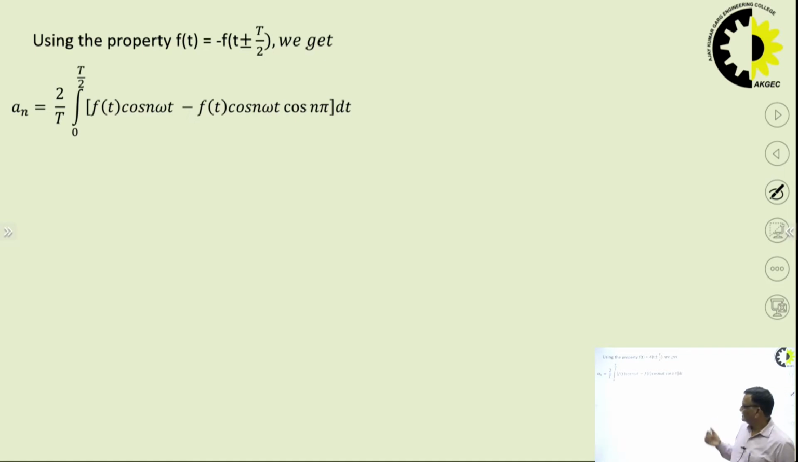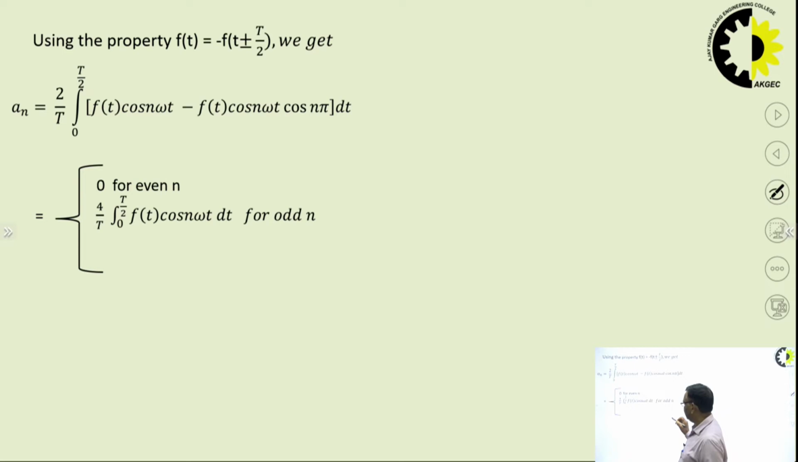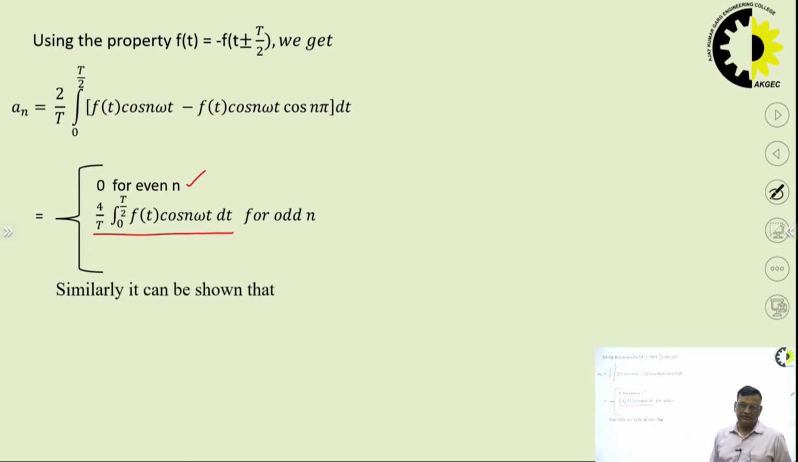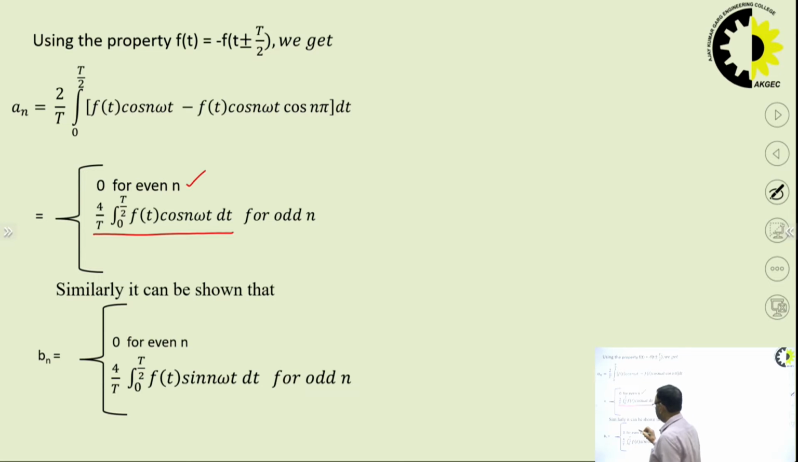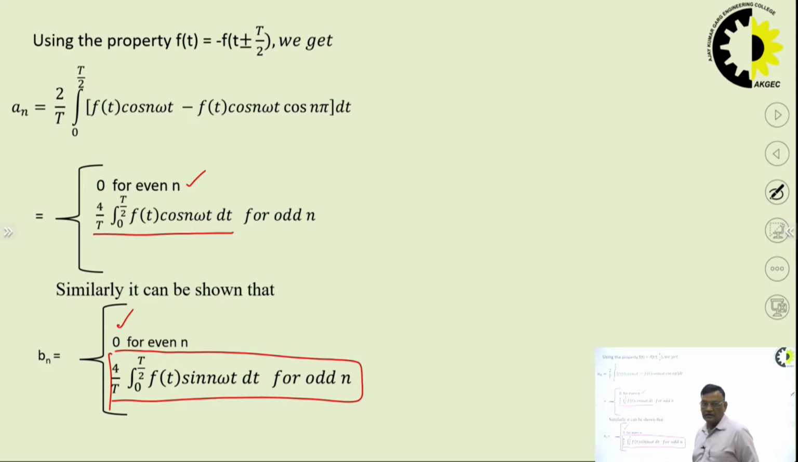So An is basically 2 by T, integral from 0 to T of f(t) cos n omega t minus f(t) cos n omega t cos n pi. So this An is 0 for even n. When n is even, An is 0. So we only have to find the odd terms, and this is 4 by T, integral from 0 to T by 2 of f(t) cos n omega t dt for n odd. Similarly, we can find the value of Bn. For n even, Bn is also 0. So in the case of odd n, An and Bn can be calculated.